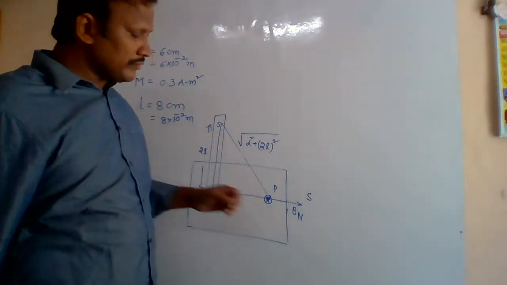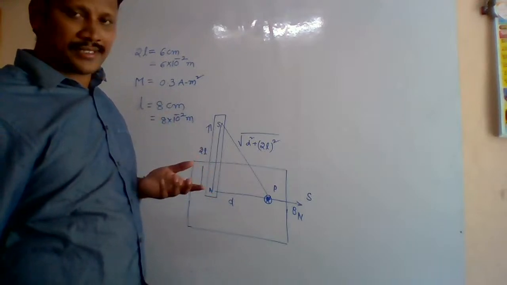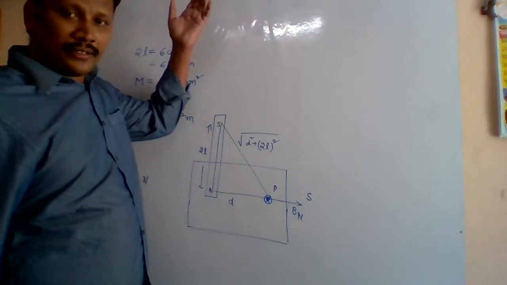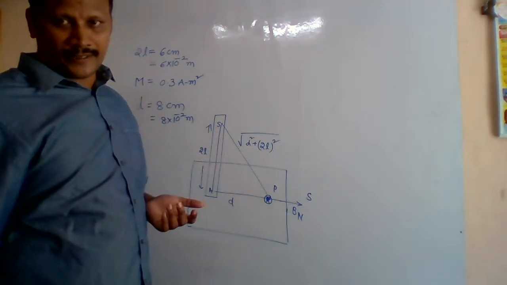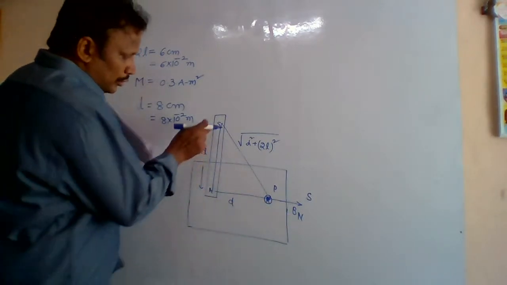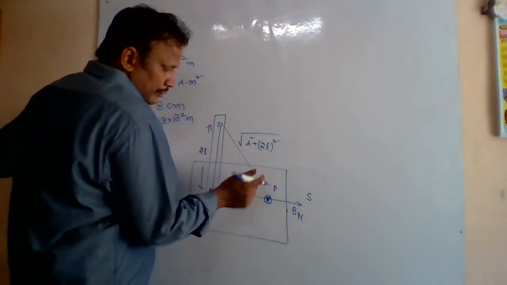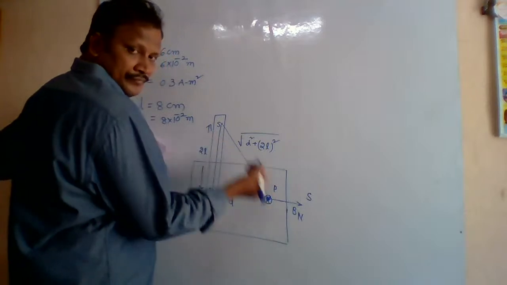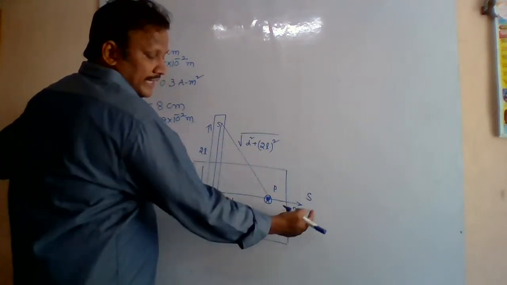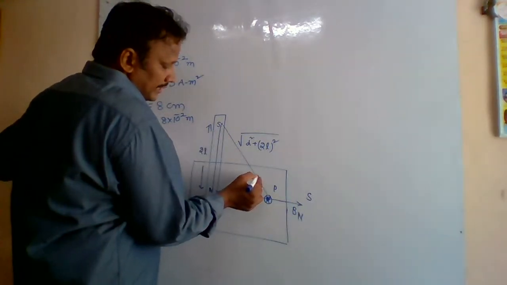Due to this, at that point you get some field. That field also you have to consider. But in the case of a long bar magnet, that field is negligible. In that situation, Bn is balanced by Bh. Is it clear? Okay. So due to this south pole, at that point you will get one field. What is the direction of that field? Due to the north pole, radially outward. Due to the south pole, radially inward.